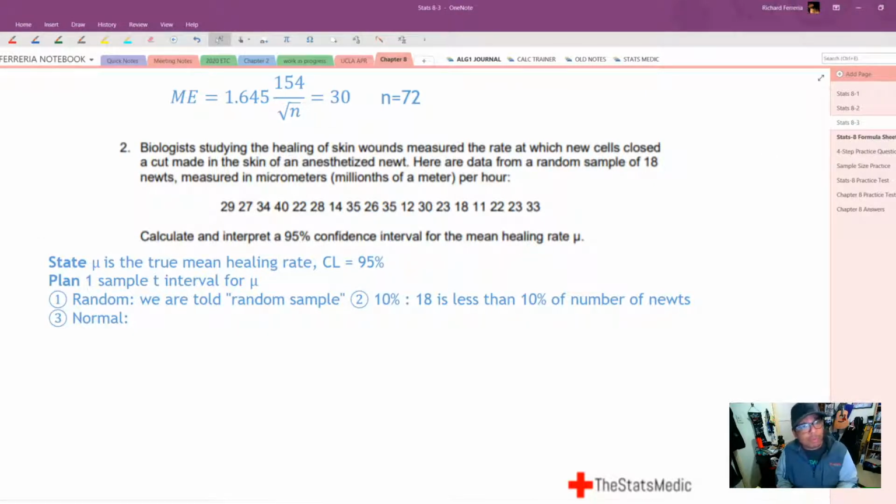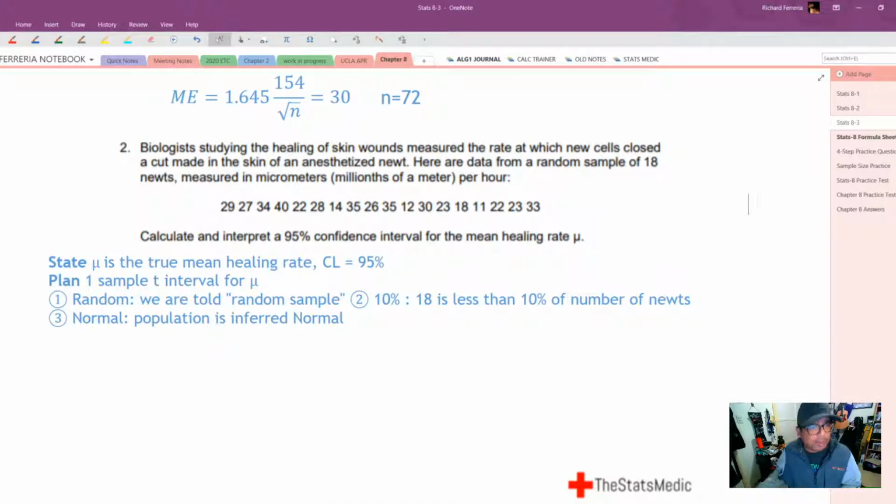So let's run through all the ways that we could satisfy this. The first way is with a normal population, and I didn't see that anywhere in the question, so we can't use normal population. The second way to fulfill this is with a large sample, and I think we're out of luck here too, because our sample size is only 18. So we can't use large sample either. Our last hope is that we can infer that the population is normal based on the sample.